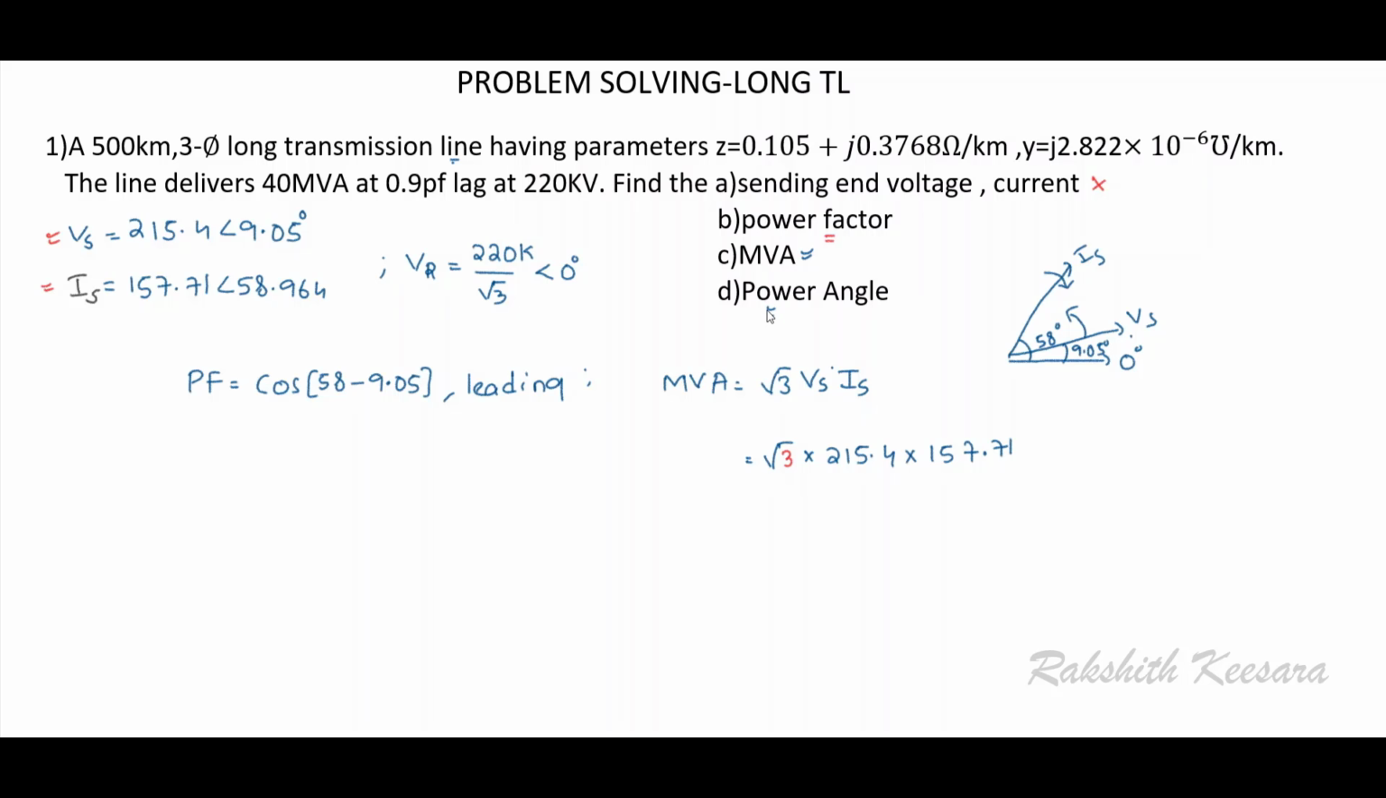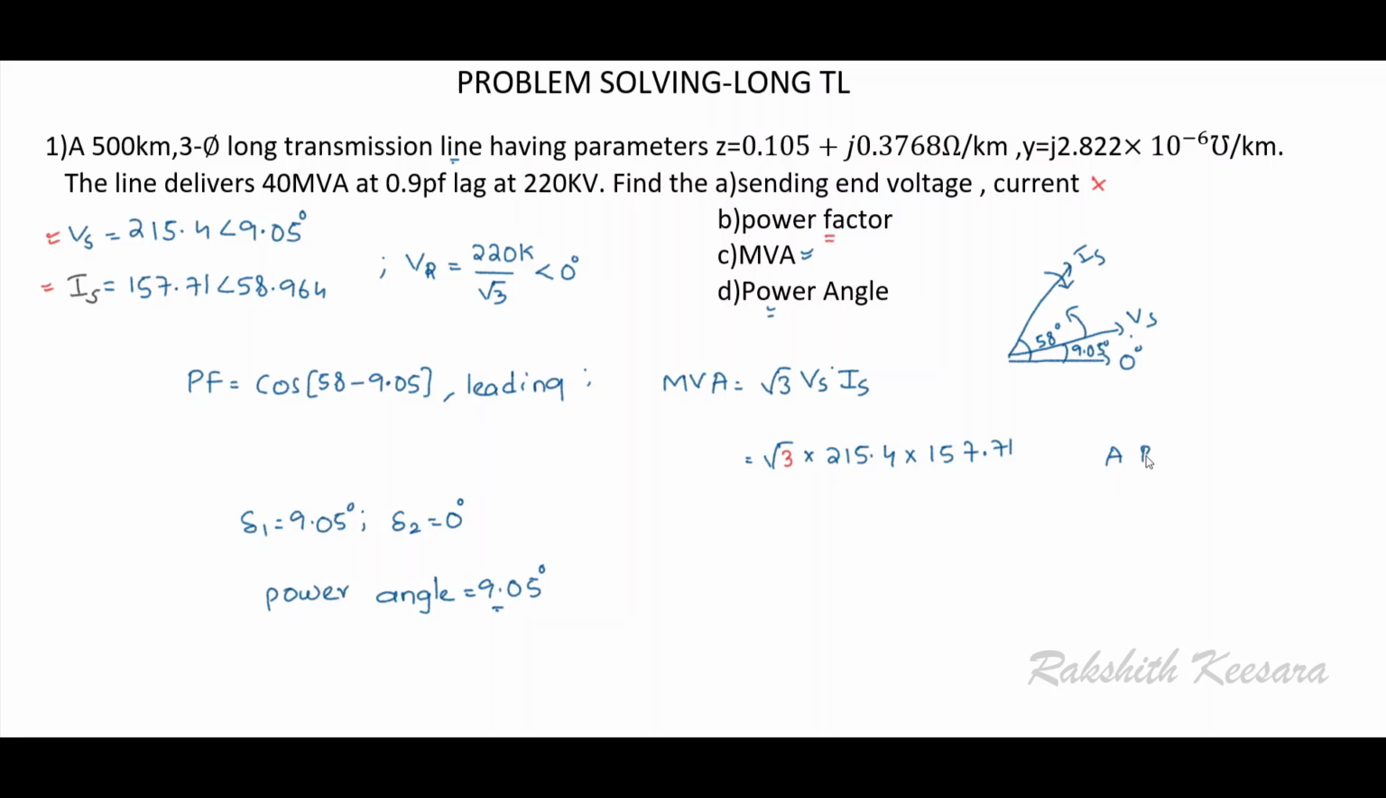Next, calculate the power angle. Power angle is nothing but the difference between the sending end angle and receiving end angle. If this is delta 1 and if this is delta 2, power angle will be delta 1 minus delta 2, right? In this case, delta 1 is 9.05 degree and delta 2 is 0 degree. So our power angle will be 9.05 degree.